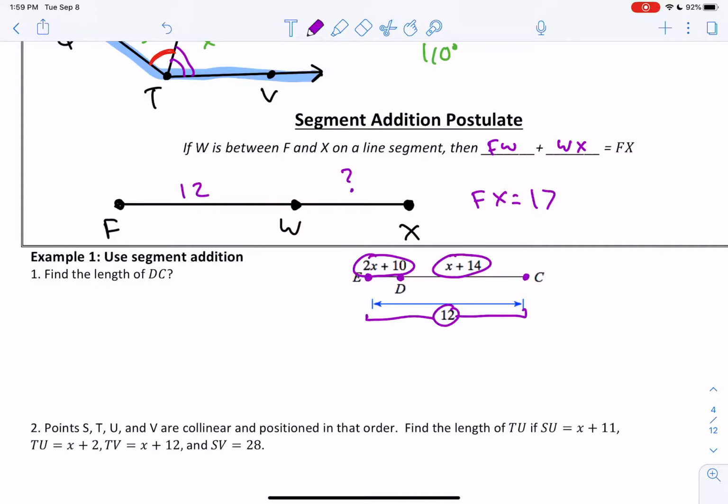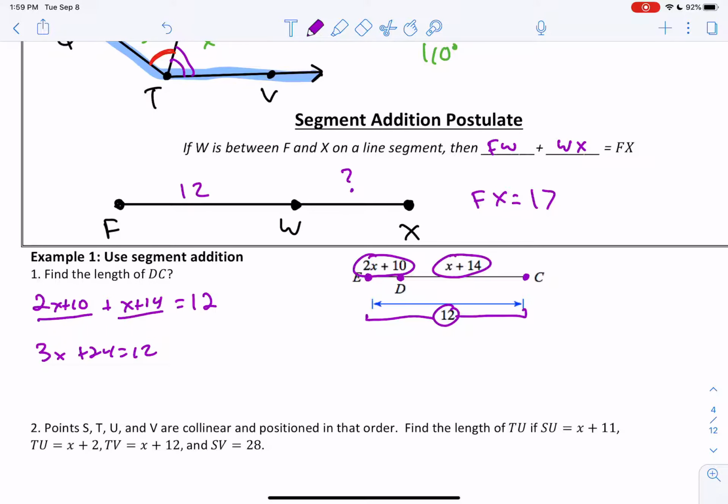So again, this breaks down to part one plus part two equals the whole thing. So 2x plus 10 is part one. X plus 14, part two, equals the whole thing, which is going to be 12. And I'm just going to combine like terms and solve. 2x and x makes 3x. 10 and 14 makes 24, equals 12.